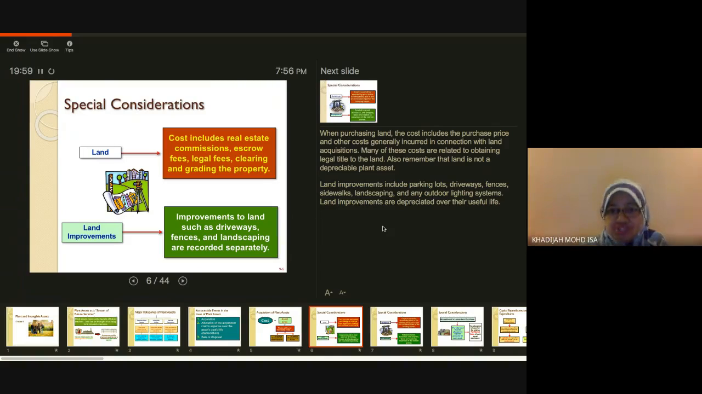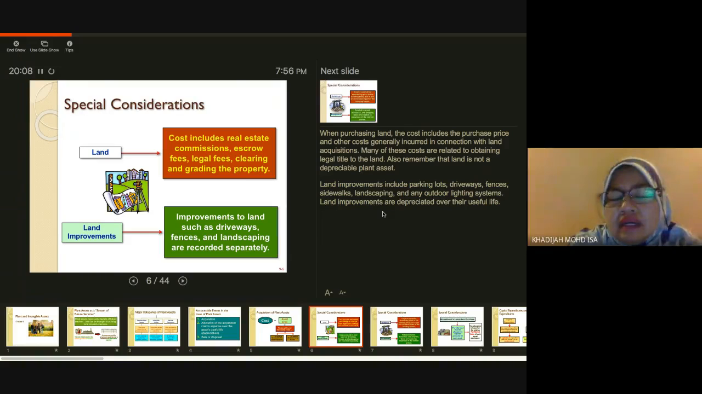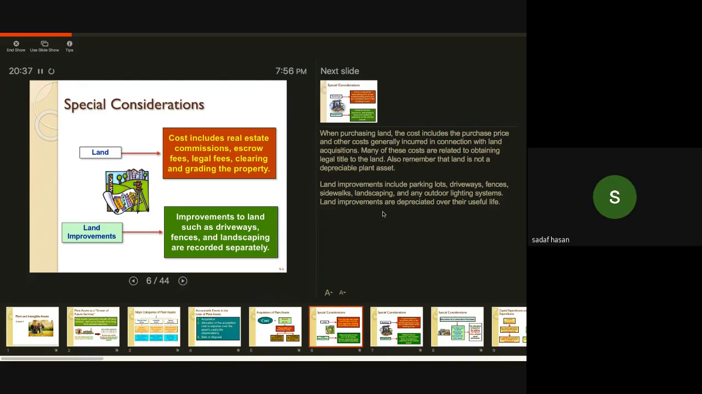Why do these things depreciate in value? Isn't a parking lot part of the land itself? Yes, because you have done some construction on it. Of course, the parking lot will also depreciate, because here it says that land improvements include parking lots, driveways, fences, and are depreciated over their useful life. You don't expect the parking lot to stay useful as it is, because after some time you do need to do some kind of repairs or renovation. So it means that it depreciates in value, not the land itself.